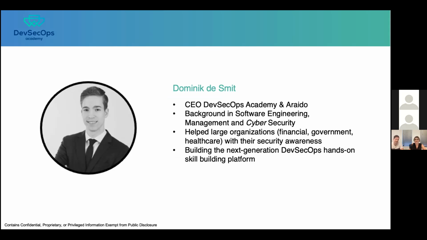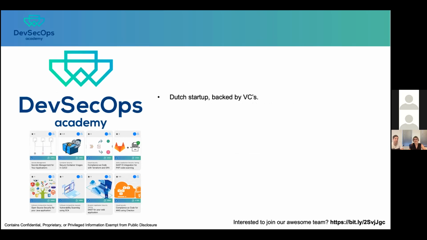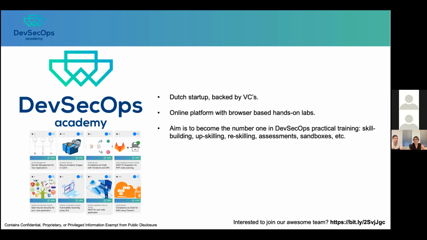Thank you, Dominik. So this platform is the DevSecOps Academy. It is a Dutch startup that is backed by multiple VCs. So we're, as Dominik said, an online platform with browser-based hands-on labs. Some of you might have tried these hands-on labs already, but if you haven't yet, you will get a chance right after this session, as we'll be giving you access to one. So our aim is to become the number one in DevSecOps practical training. And this involves a number of things, from skill building to upskilling, reskilling, assessments, and so forth.